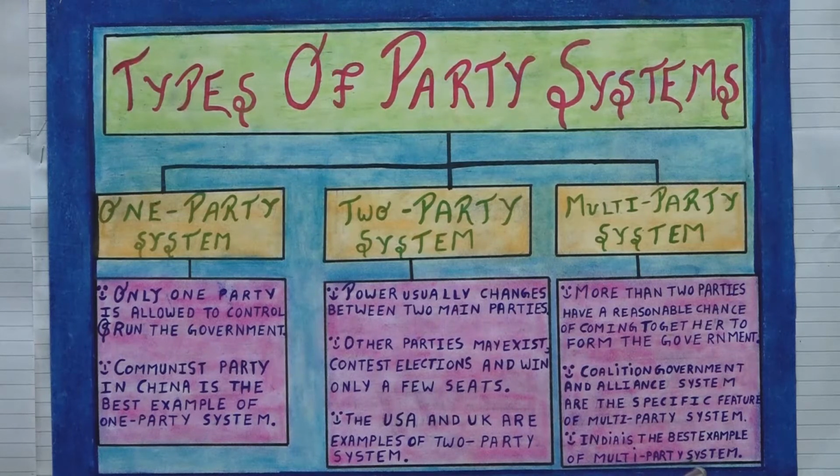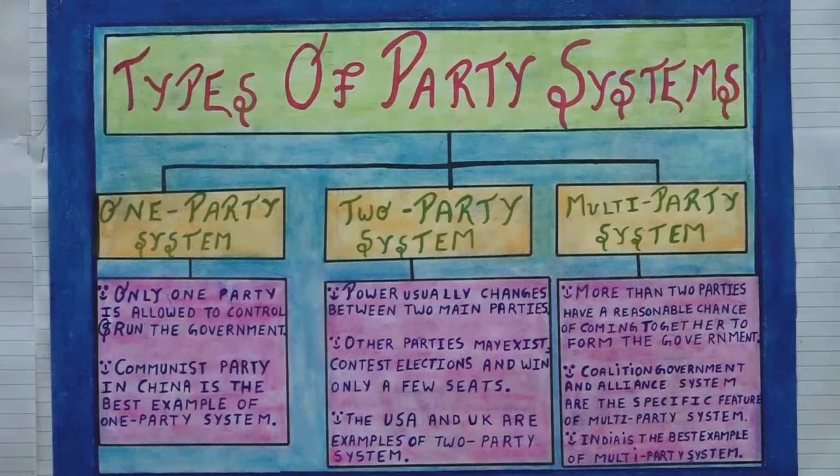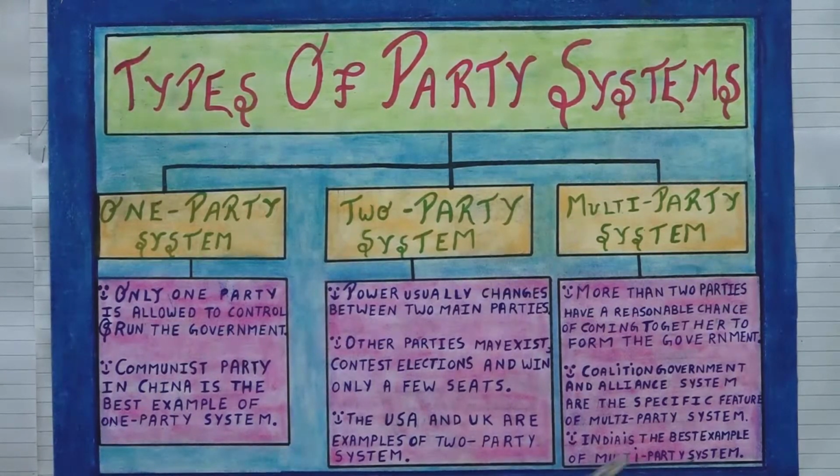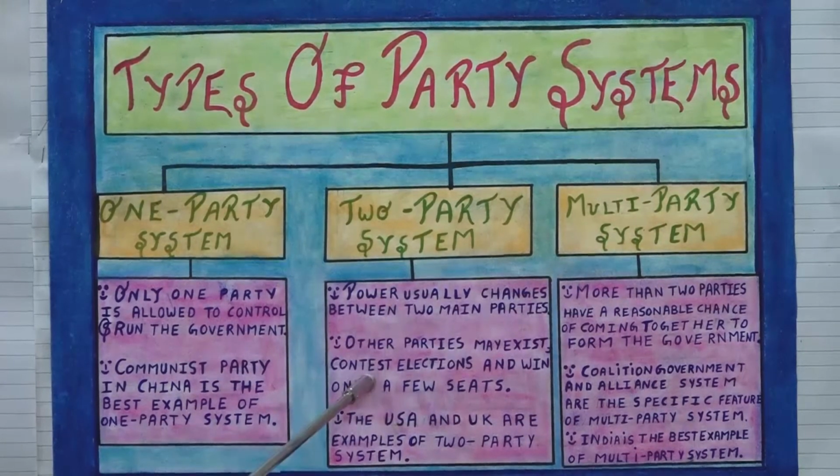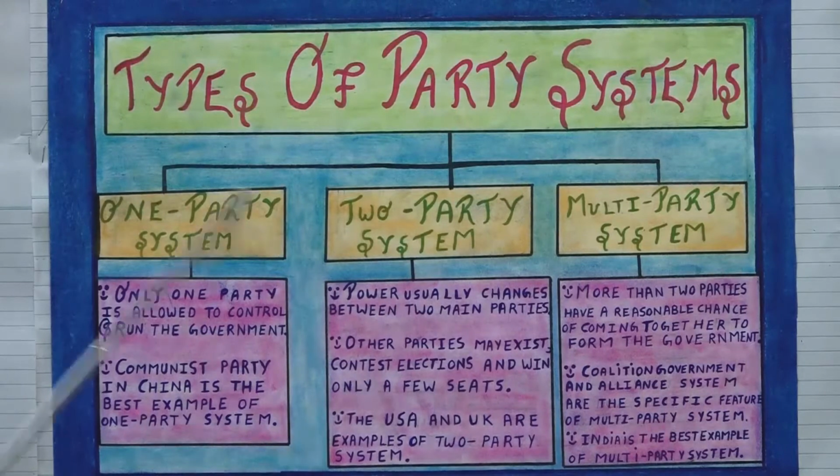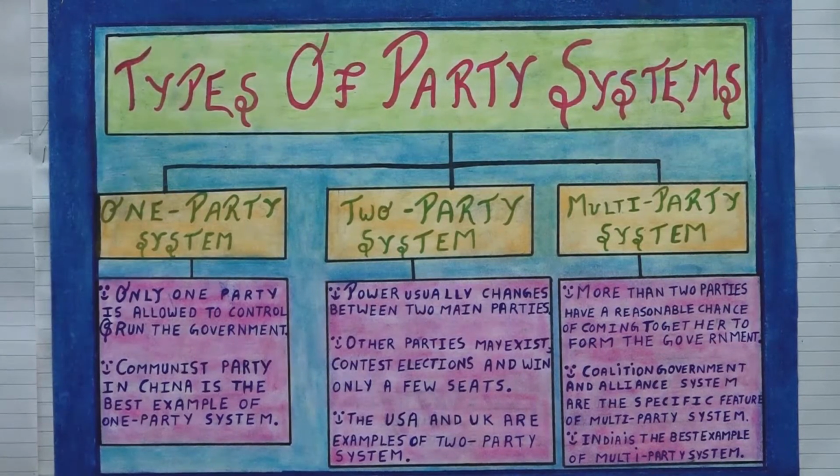India is the best example for multi-party system. Now, if we talk about which system is best among these, then moreover people say multi-party system is best, or some people say two-party system is best. But no party system can be called as best. It varies over space and time.